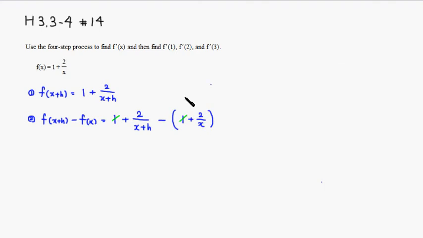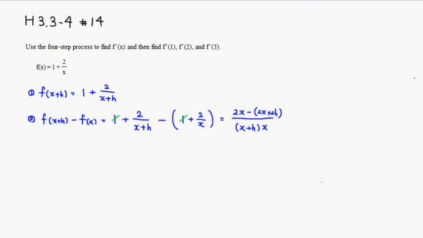So we have to find a common denominator. A common denominator is just the product of the denominators, so we can say quantity x plus h times x. Since we multiplied this fraction by x, we have to multiply the top by x, so it's a 2x. The sign is minus. Then we have to multiply 2 by quantity x plus h, so it's going to be 2 times x is 2x, and 2 times h is 2h.